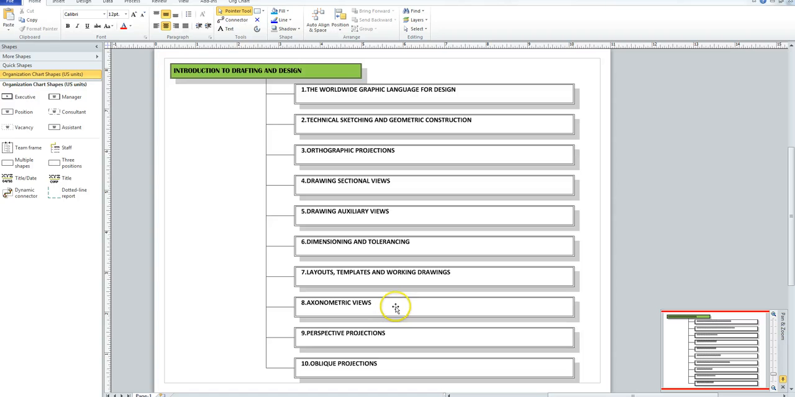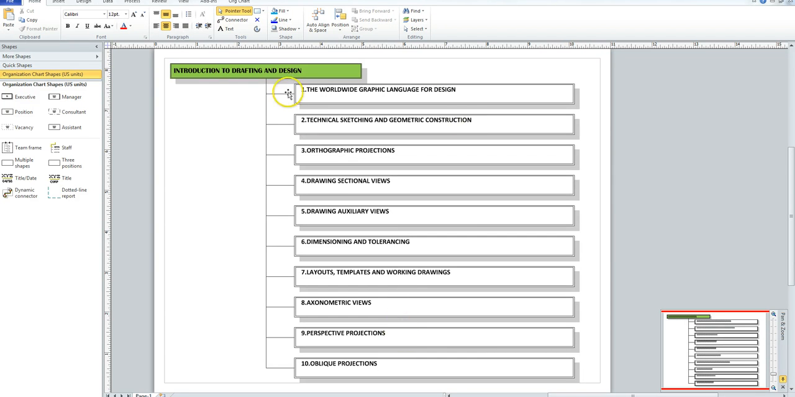Chapter 8 is axonometric views. In fact, chapters 8, 9, and 10 are all three-dimensional views. We learn how to draw isometric views, dimetric views, trimetric views, oblique views, and perspective projections, where we learn how to draw 1-point perspective, 2-point perspective, and 3-point perspective.